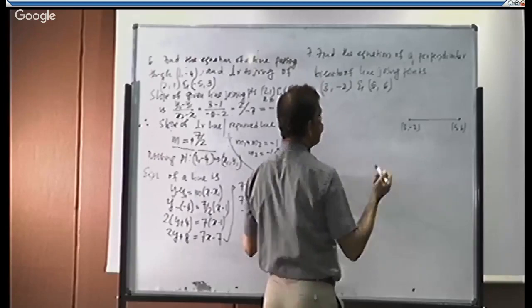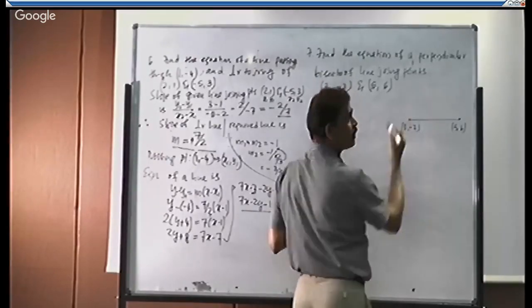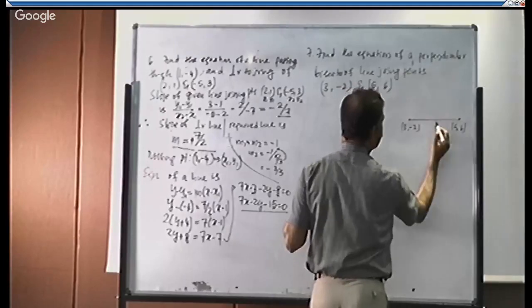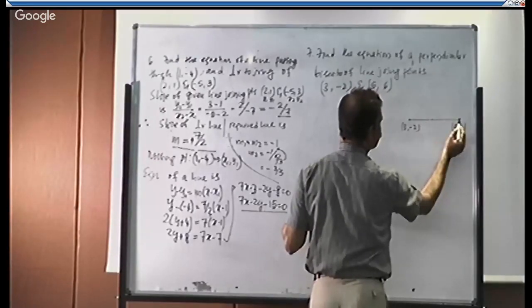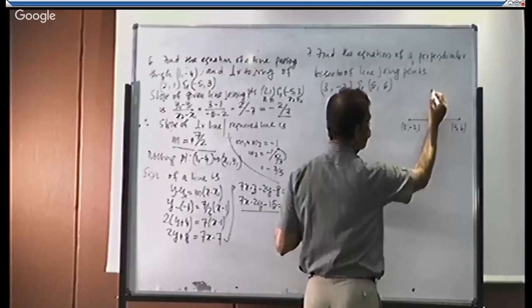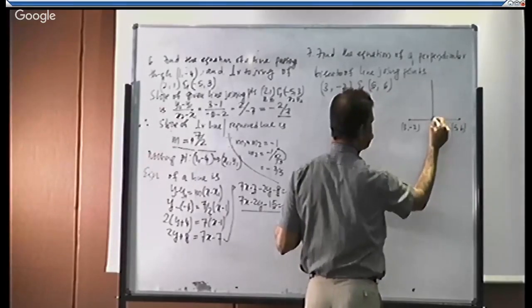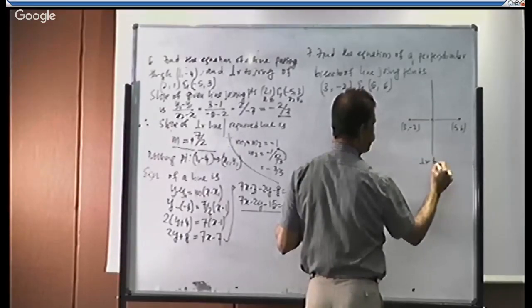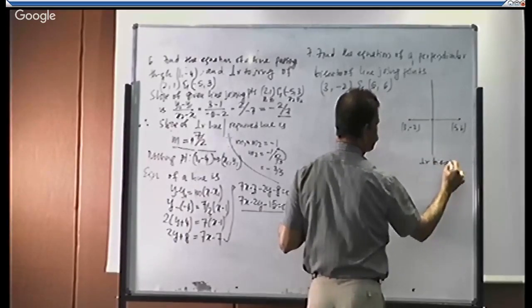A line should be a bisector as well as perpendicular. That means the line should be passing through the center of this line and also be perpendicular. See, this is the perpendicular bisector.